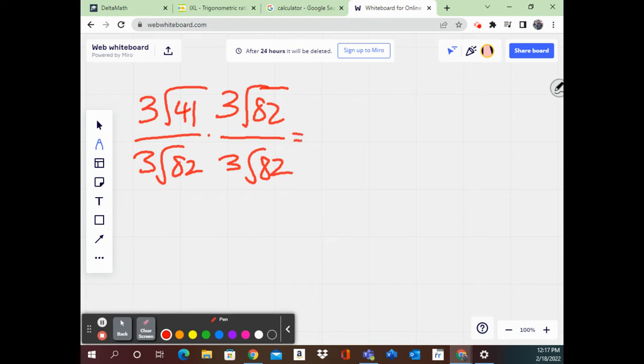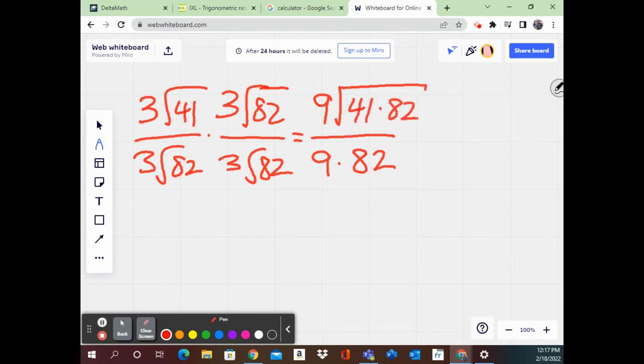So in the denominator, what we'll have is 3 times 3, which will give us 9 times 82. And I want to keep it like that because I don't know what's going to cancel from up top. Now from up top, I know 3 times 3 will give us 9. And then we have 41 times 82 underneath the radical. When they are the same number, then we can cancel out the radical because it's almost like we're squaring that number underneath a radical. However, when we have two separate numbers, we have to multiply them together underneath the radical.